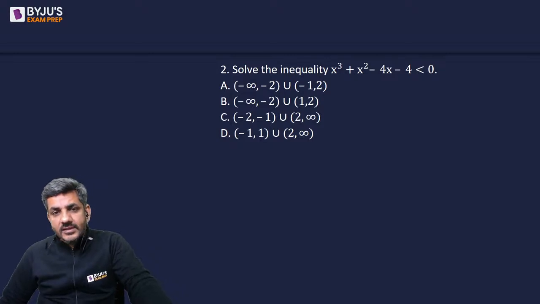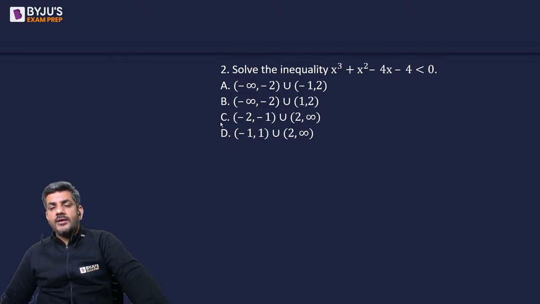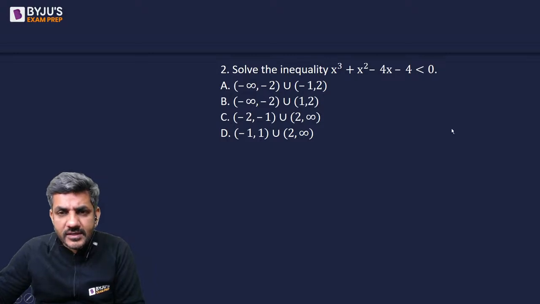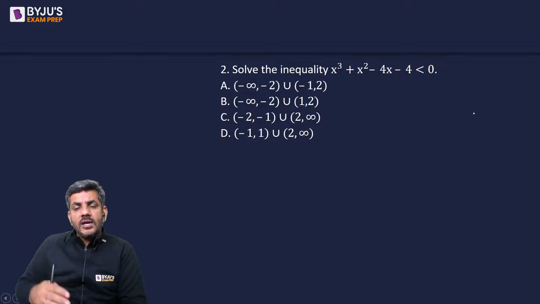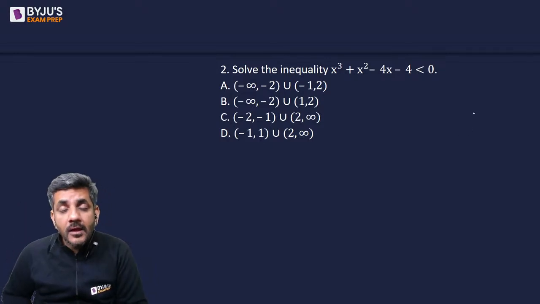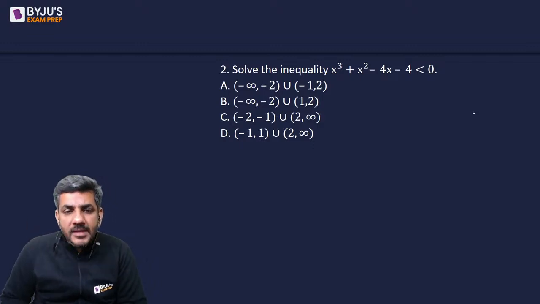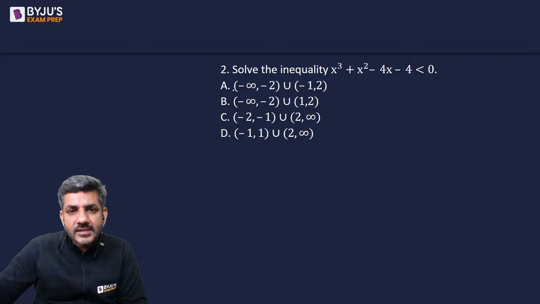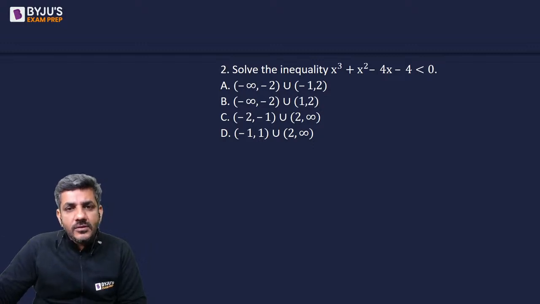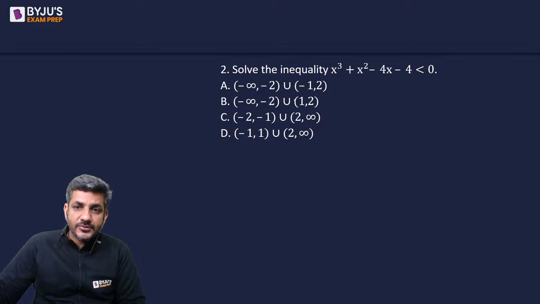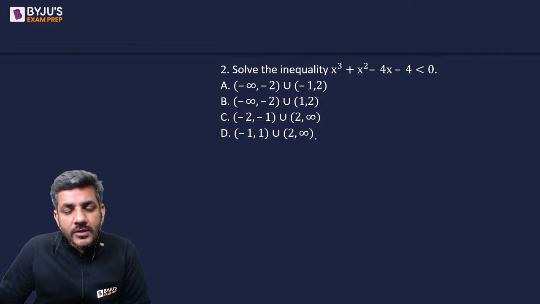Okay, let's start doing this as well. Solve this inequality. Of course, there is a generic way of solving these questions by solving the inequality and then getting the answer. But normally we say in these questions, the options are of the best help for you. For example, the options say minus infinity to minus 2 union minus 1 to 2, minus infinity to minus 2 union 1 to 2, minus 2 to minus 1, and 2 to infinity, minus 1 to 1 union 2 to infinity.